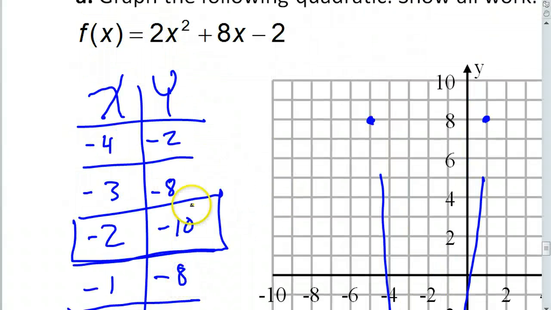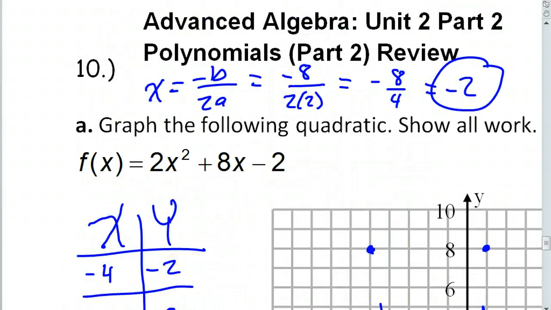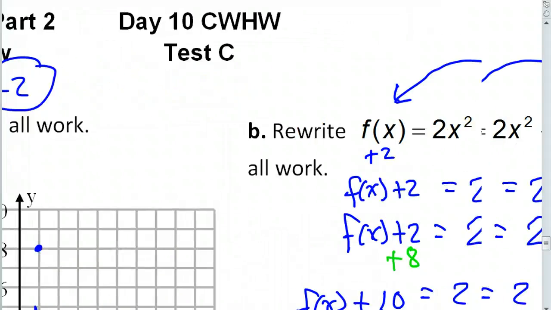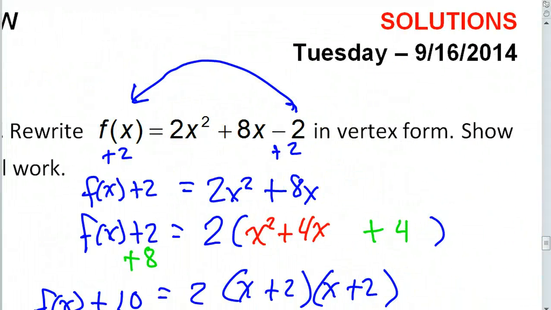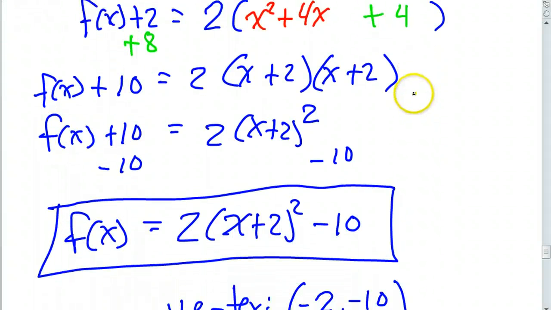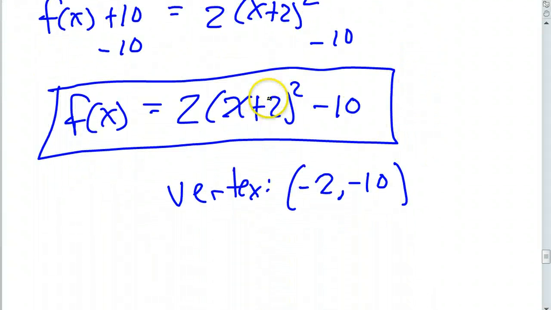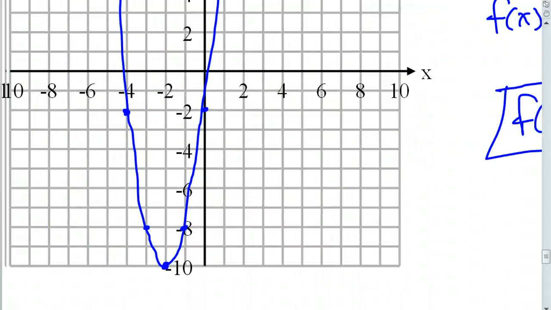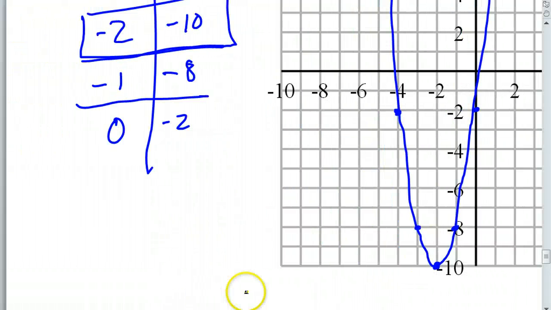Any questions on number 10? A little review of our parabola graphing and vertex form. It's always the opposite of the inside number, and then the outside number stays the same. All right, let's move on. So we did number 10.